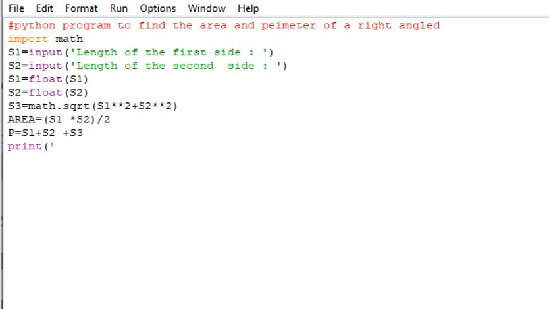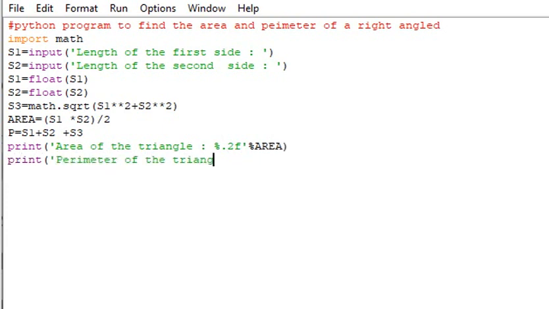So now is to find the area and the perimeter.